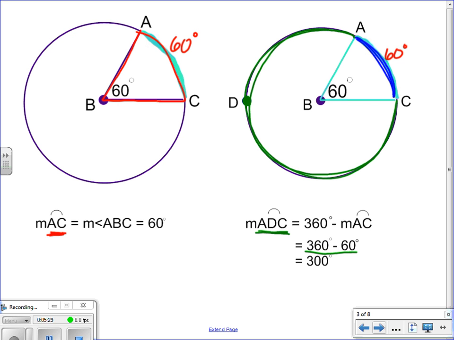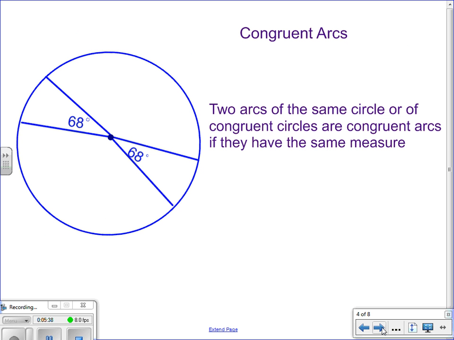Okay, and that's how we're going to figure out the measurements of these arcs based on the central angle's measurement. All right. Just like we had congruent circles, congruent means that they have to have the same measurement. So if I want congruent arcs, now that I know that the arcs are measured by their central angles, if 2 arcs are said to be congruent, then they have the same measurement. So essentially they have the same central angle.